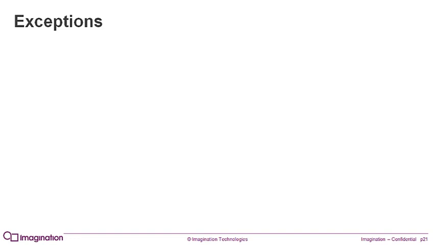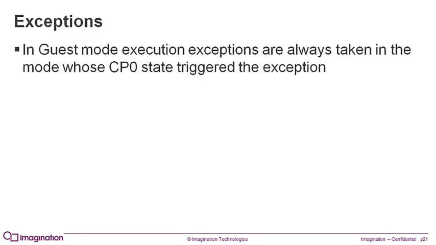In guest mode, the virtualization module is designed so that the guest OS can handle all exceptions that it is permitted to, to be as efficient as possible and not cause a mode switch. There are rules to determine which mode an exception is handled in. First is regarding the CP0 state exceptions. The exception is always taken in the mode whose CP0 state triggered the exception.